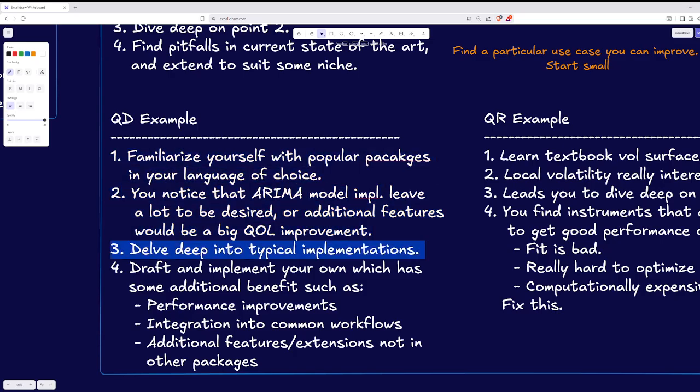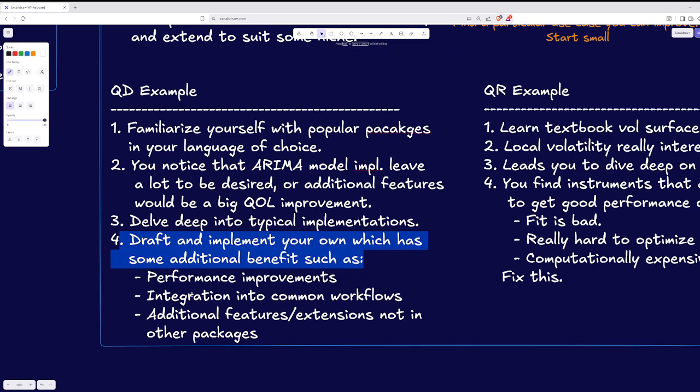Then what you do is, of course, you dive deep into the current implementations. You look at other implementations of, let's say, this ARIMA model in different languages and see what have they done. And, you know, again, what are the consistencies across the board where you could maybe improve things? And then step four is to carry that out. It's to draft and implement your own version, which has some sort of additional benefit. Again, it doesn't have to be super general, but maybe you have performance improvements for a very niche use case, or you have integrated it into common workflows, so it's very easy to adopt your implementation. Or third, it could be you have some additional features, you've extended the model, and fundamentally you've done something that's not present in these other packages. So that's a good Quant dev example.